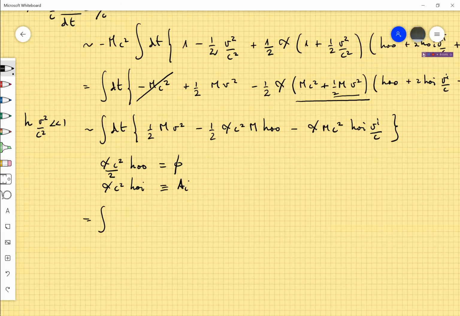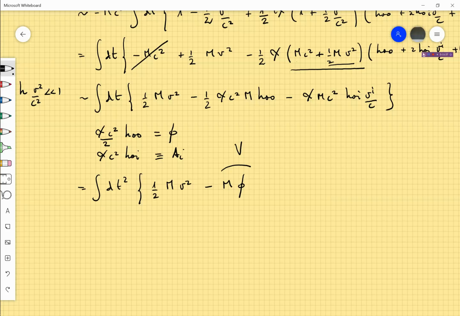Then the action becomes in this limit the kinetic term, the expected kinetic term, minus m times phi. Okay, if this is the gravitational potential, in the Newtonian limit it is what you would really call the gravitostatic potential, just like the electrostatic potential. And multiplied by m is really the potential energy. So this is the other part of the Lagrangian of a particle coupled to the gravitational field in the Newtonian theory.